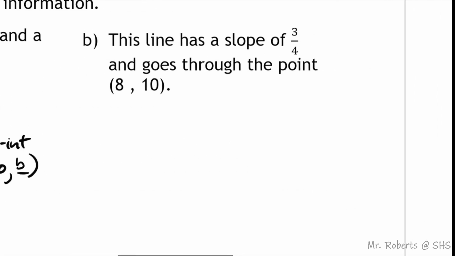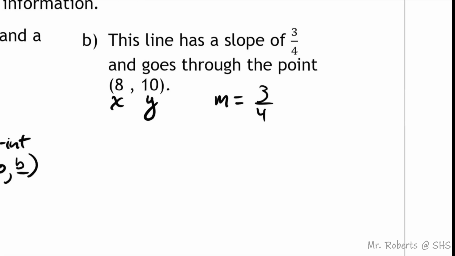Next question. It says, hey, this line has a slope of 3/4. So we know our slope parameter, right? m is 3/4. And it goes through a particular point. The point that it hits is when x is 8, it'll give you back y is 10. So here's the technique that we've talked about.